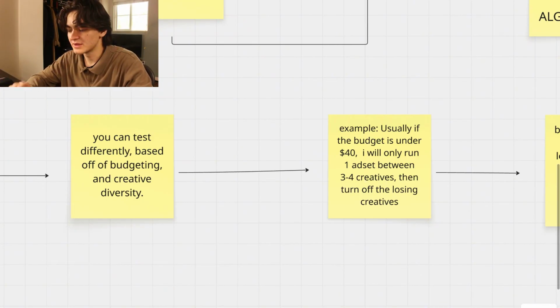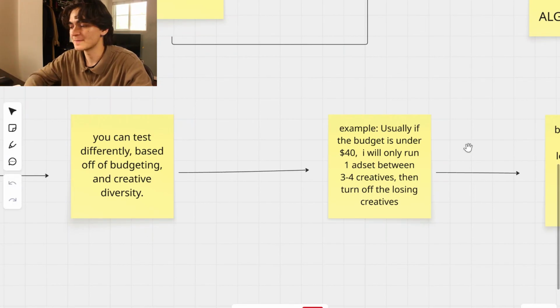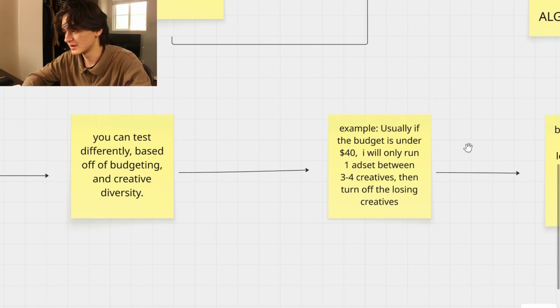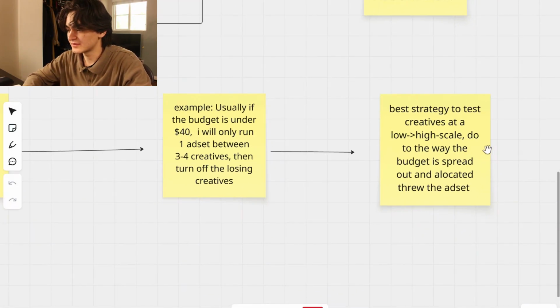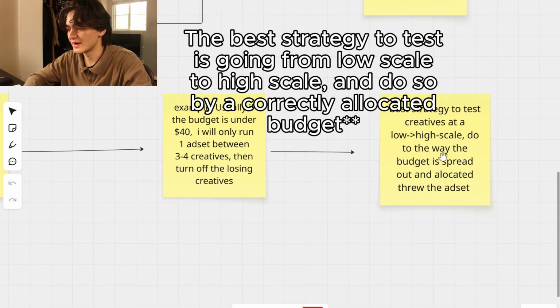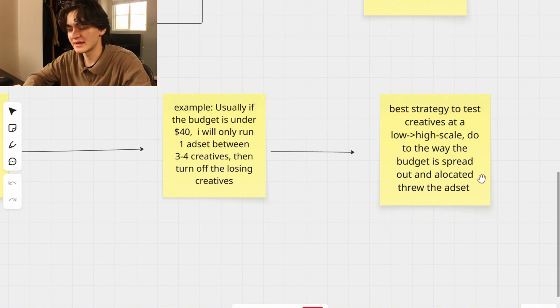You want to keep the budget pretty much compatible with the amount of creatives you're running, just so you can actually go through the process of adjusting and those creatives getting enough spend. Now, the best strategy to test creatives at a low to high scale is the way the budget is spread out and allocated throughout the ad set. So here's an example right here.